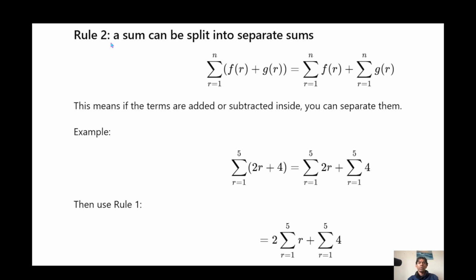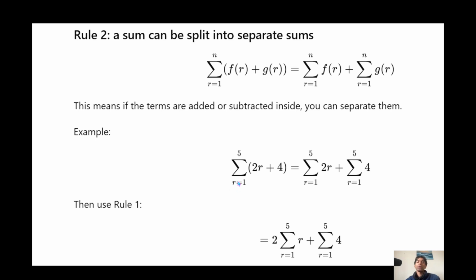Rule number 2. A sum can be split into separate sums. For sum of r equals 1 to n of f of r plus g of r is equal to the sum of r equals 1 to n of f of r plus the sum of r equals 1 to n of g of r. This means if the terms are added or subtracted inside, you can separate them. So here is an example.